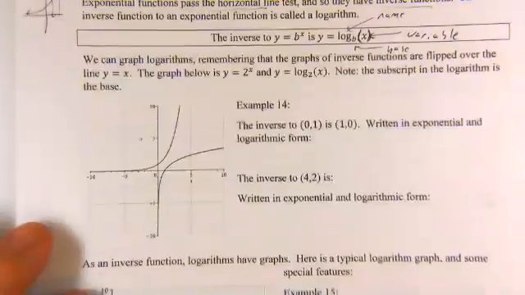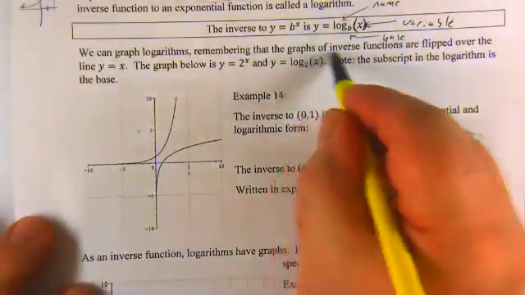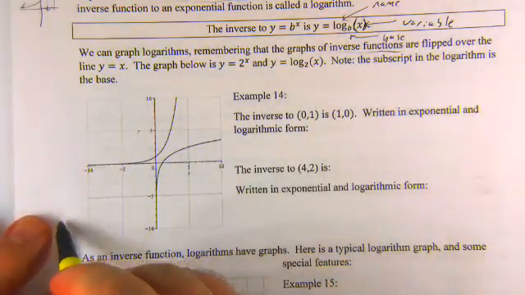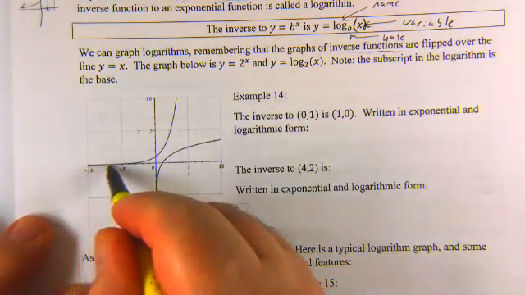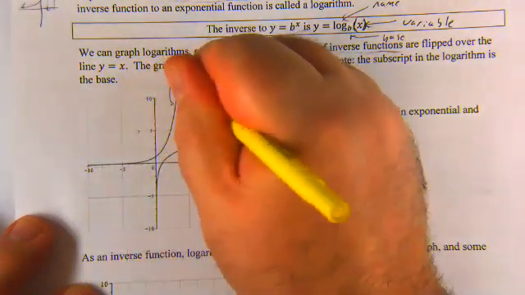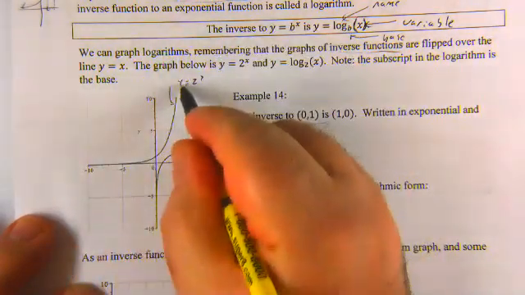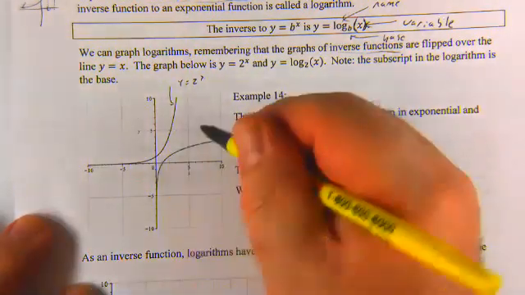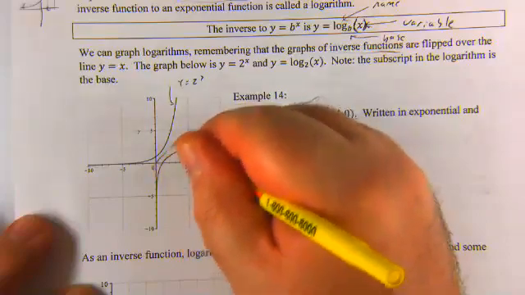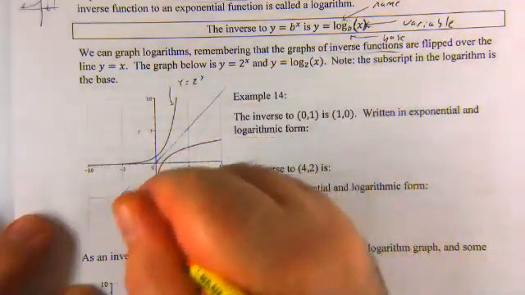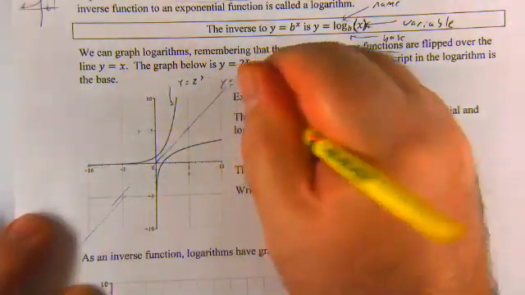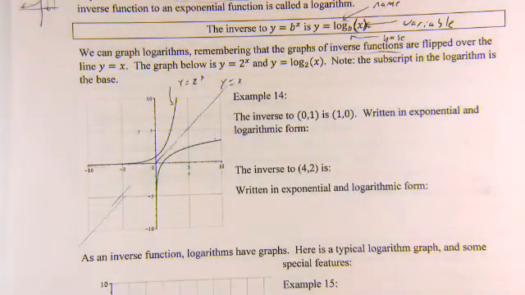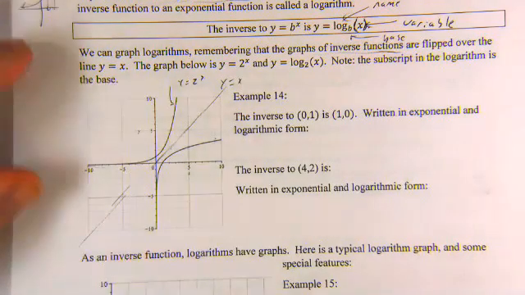What does the graph of a logarithm look like? Well, remember the graph of an inverse function. We know the graph of y equals 2 to the x looks like this. How do you get the graph of the inverse function? Well, you take the line y equals x, and you take this graph and flip it over that line, and that gives you the graph of the inverse function.